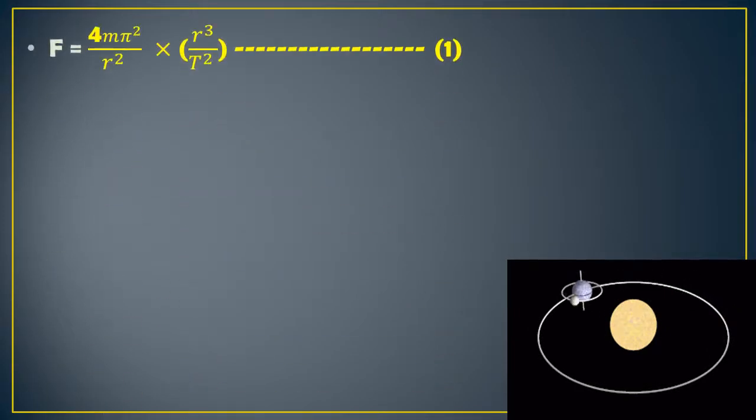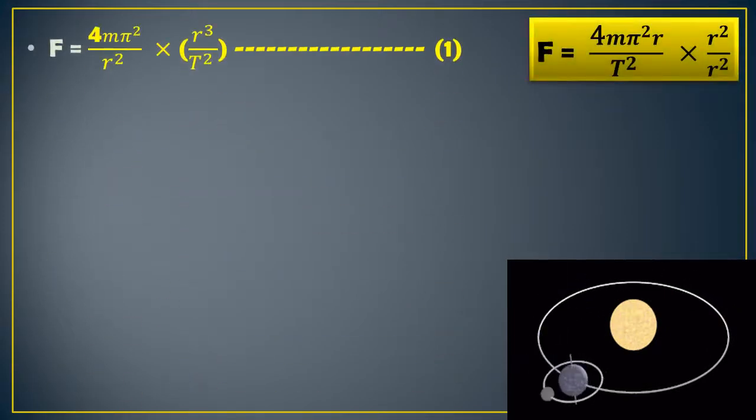So after multiplying this term, this is the previous formula which I have shown in the box. So F = 4m pi square r upon T square r. Here r square and r will become r cube. Just see, in the left hand side also, r and r square will become r cube, and in the denominator this r square will go with the 4m pi square. So it will become 4m pi square upon r square.